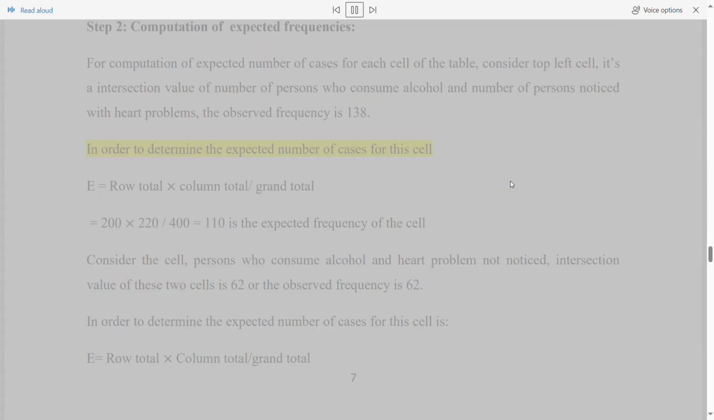Step 2, computation of expected frequencies. For computation of the expected number of cases for each cell of the table, consider the top left cell. It is the intersection value of the number of persons who consume alcohol and the number of persons noticed with heart problems. The observed frequency is 138.